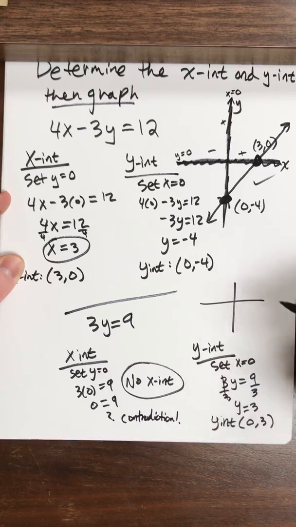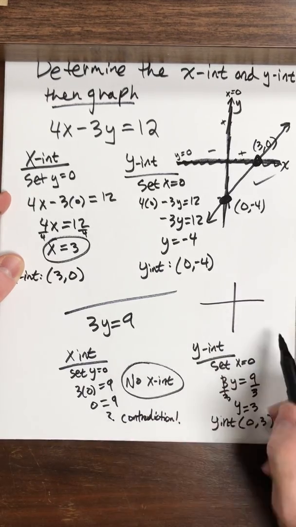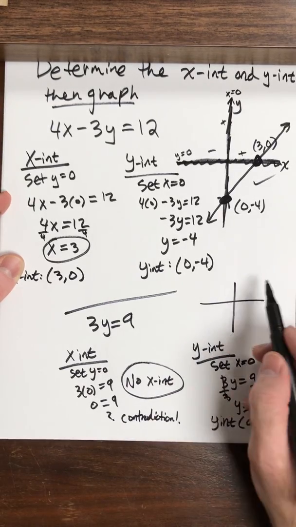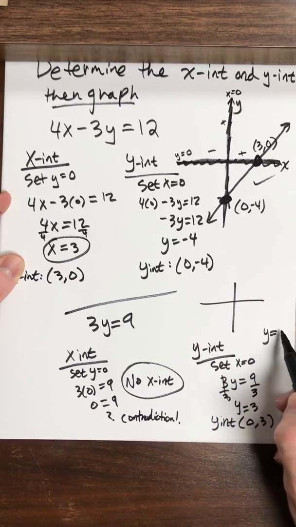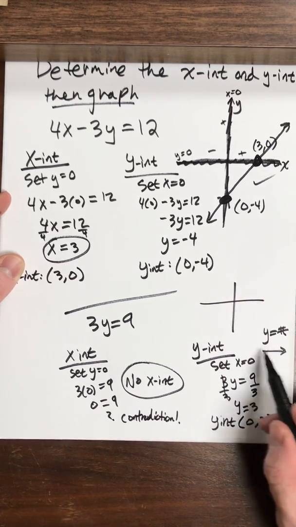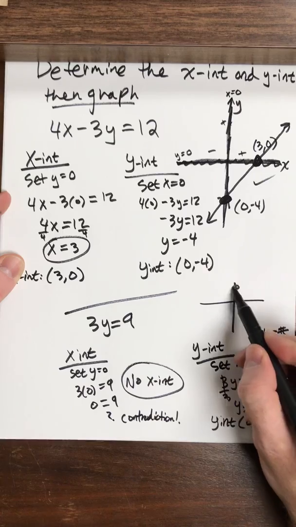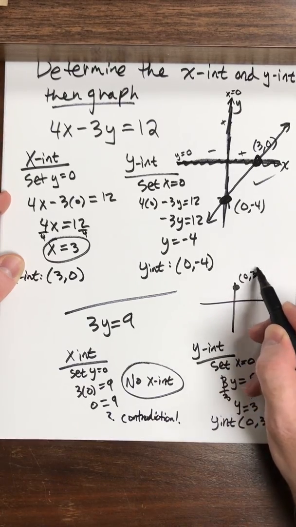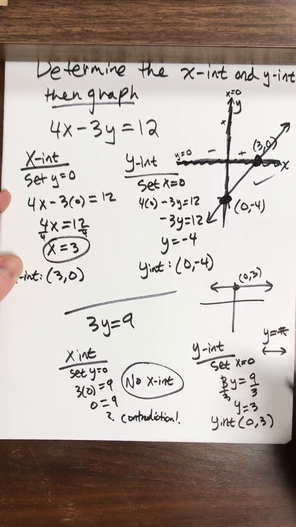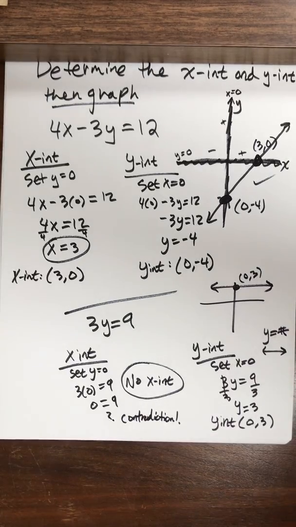And if I'm going to graph this, remember, I had y equals a number. From an earlier video, we said when we had y equal to a number, that was actually a horizontal line. So we actually have a y-intercept of 3, and that's what our horizontal line looks like, right?